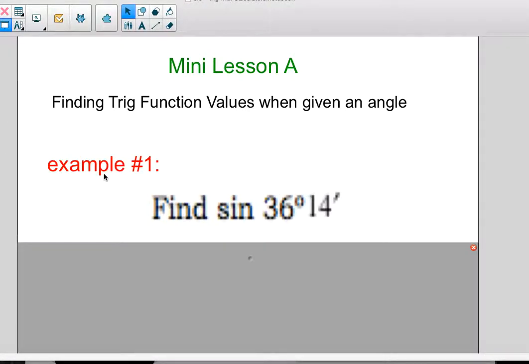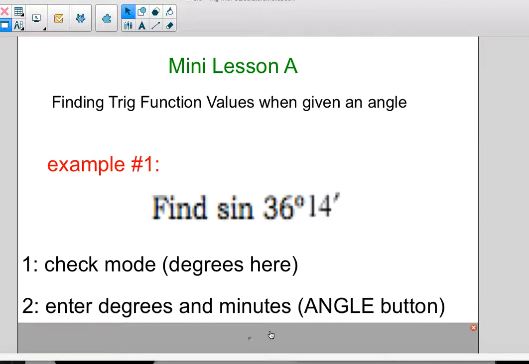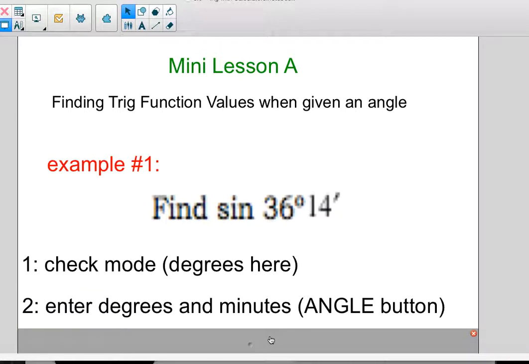First, a typical example: find sine of 36 degrees 14 minutes. Really all you need to do is check the mode on your calculator. If you're inputting degrees, be in degree mode, and then enter the degrees and minutes using the angle button for the degree symbol and the minute symbol. And that's it. It's pretty self-explanatory. You just type it in exactly like you see it.